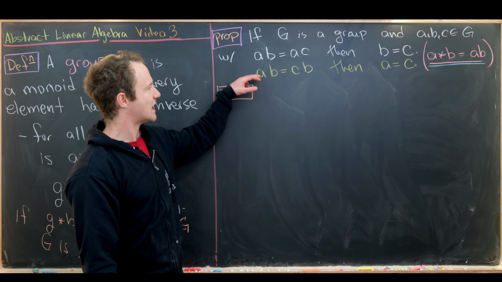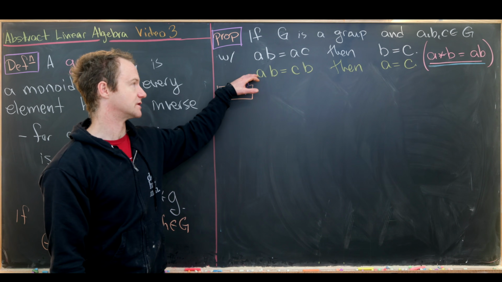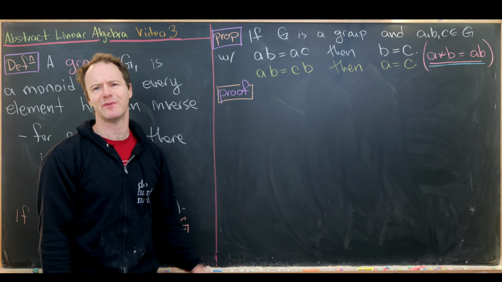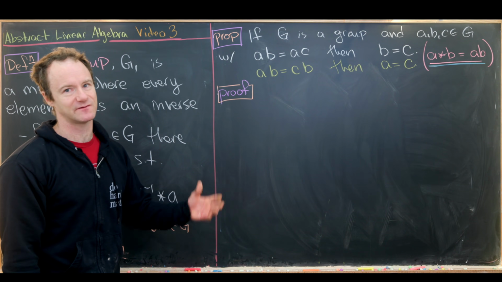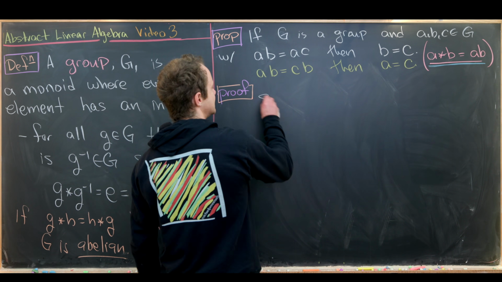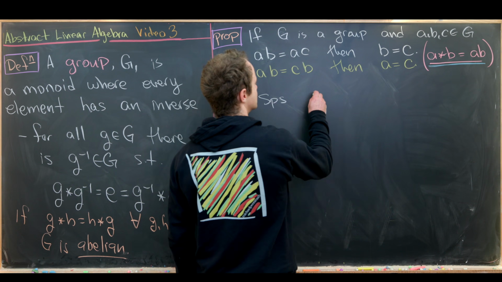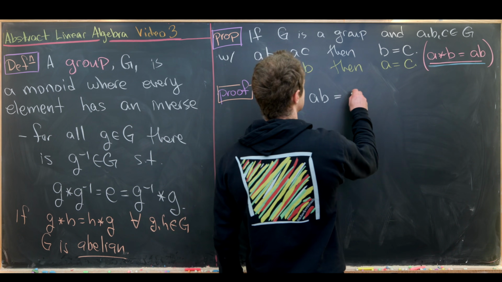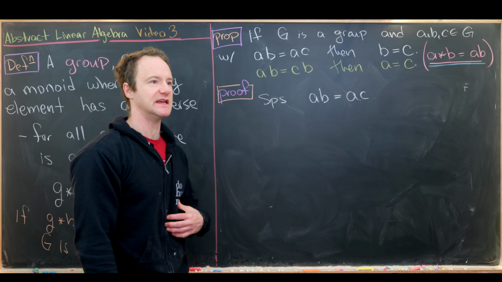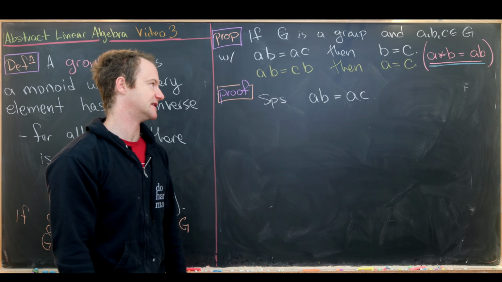And then likewise, we've got a right cancellation rule as well. So if AB is equal to CB, then A is equal to C, but maybe I'll leave that one for you guys as it follows almost exactly the same way. Okay, so let's see this proof. So let's suppose that AB is equal to AC. Now, since we're in a group, everything has an inverse. In particular, A has an inverse.